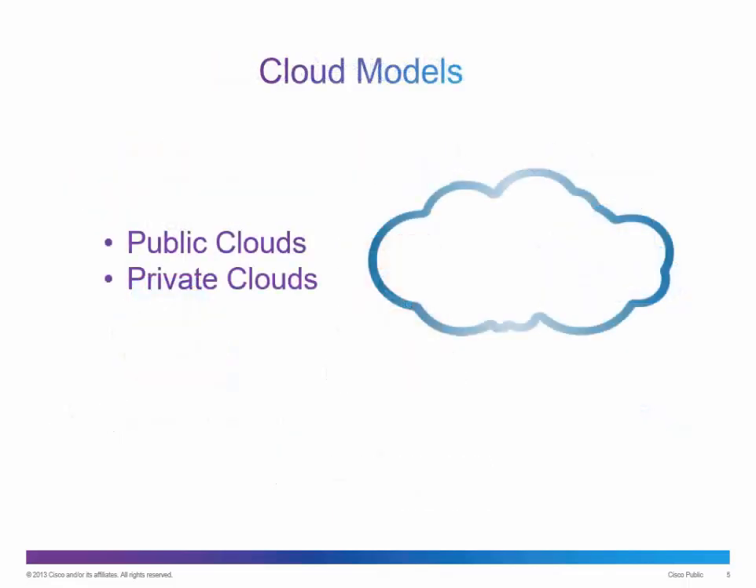There are two basic types of clouds: public clouds and private clouds. Public clouds offer services and applications to the general population, whereas private clouds are intended for specific organizations or entities, such as governments, and are only accessed by those private organizations.